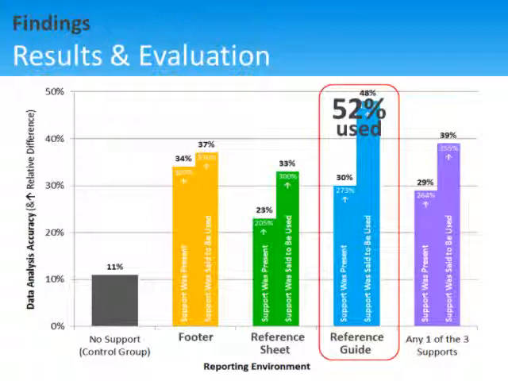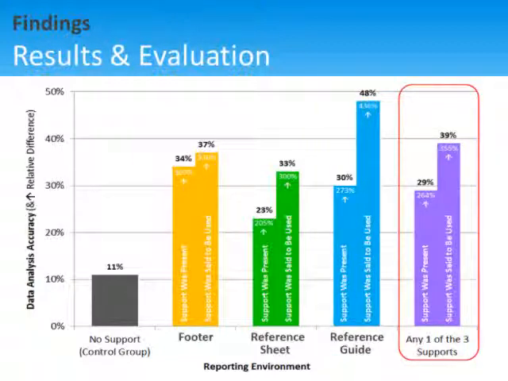Overall, when any one of these three supports was simply present, regardless of its use, data analysis was 264% more accurate. When they were present, they were used 58% of the time, and when supports were used, data analysis was 355% more accurate. Since all supports were wanted, well used, and significantly effective, let's take a look at how the supports can be structured in a data system.